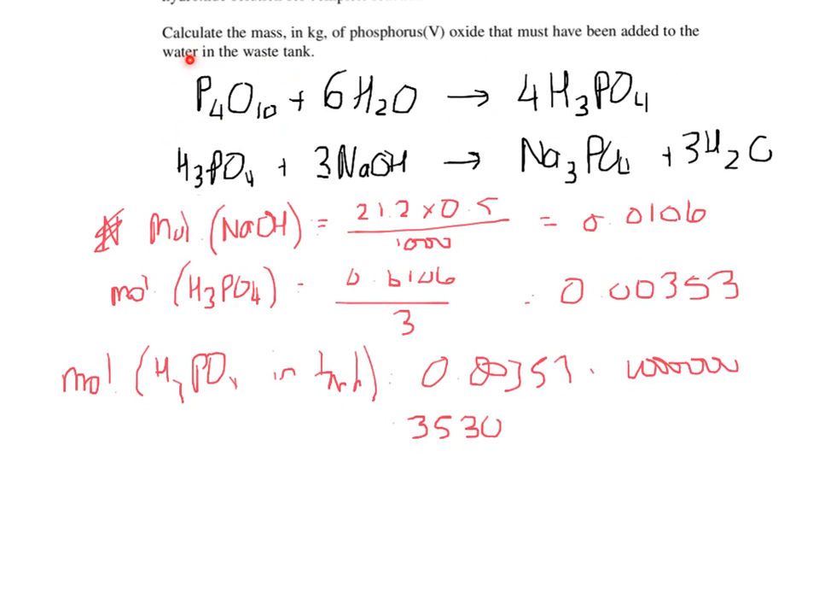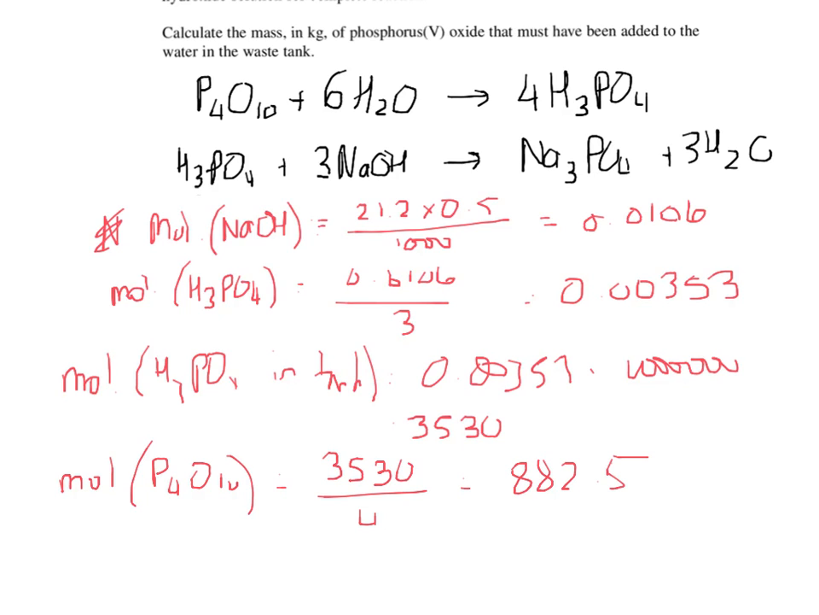From that, we need to use a ratio, again, of this first equation that we wrote, and we need to work out how much phosphorus oxide was used to make this much phosphoric acid. So our moles of P4O10 will equal 3,530 divided by 4, as per the ratio, which equals 882.5.